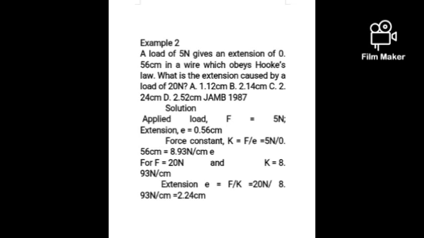We are told that a load of 5 Newton gives an extension of 0.56 in a wire which obeys Hooke's law. What is the extension caused by a load of 20 Newton?